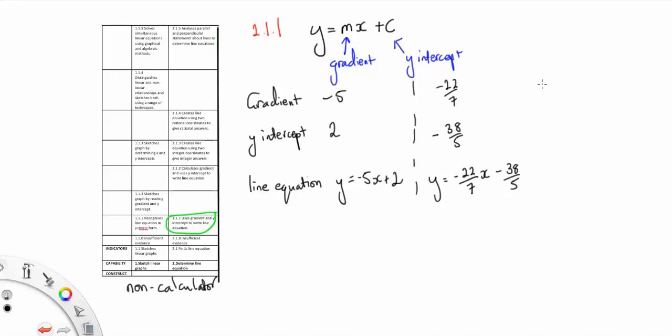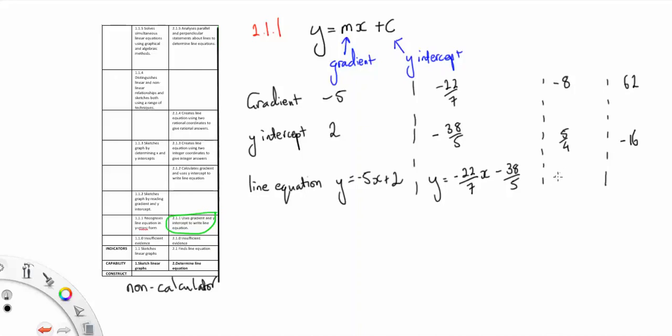I'll give you 2 more to try yourself. So give these a go. Let's say you're given a gradient of -8 and a y-intercept of 5 on 4. What would you do with that? And let's try a gradient of 62 and a y-intercept of -16. Okay, here's what you need to do now. Pause the video and write down those line equations before the answer pops up. Pause it now.